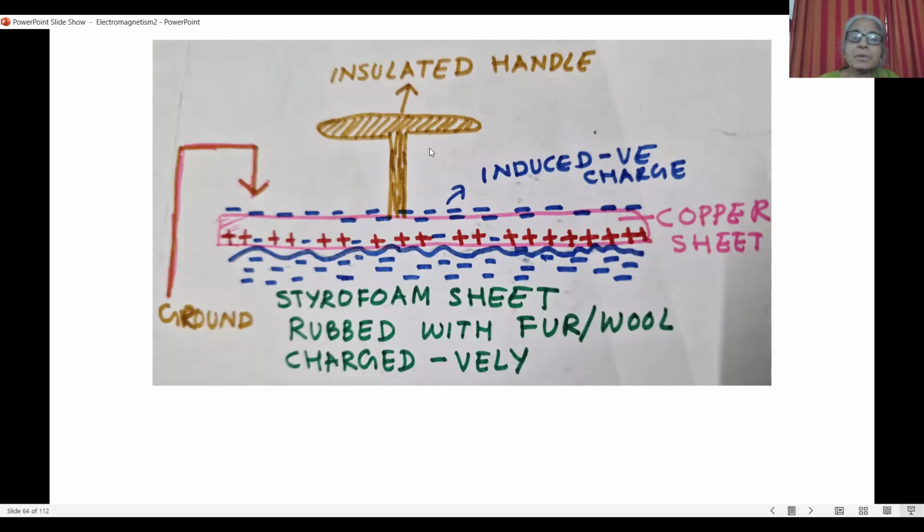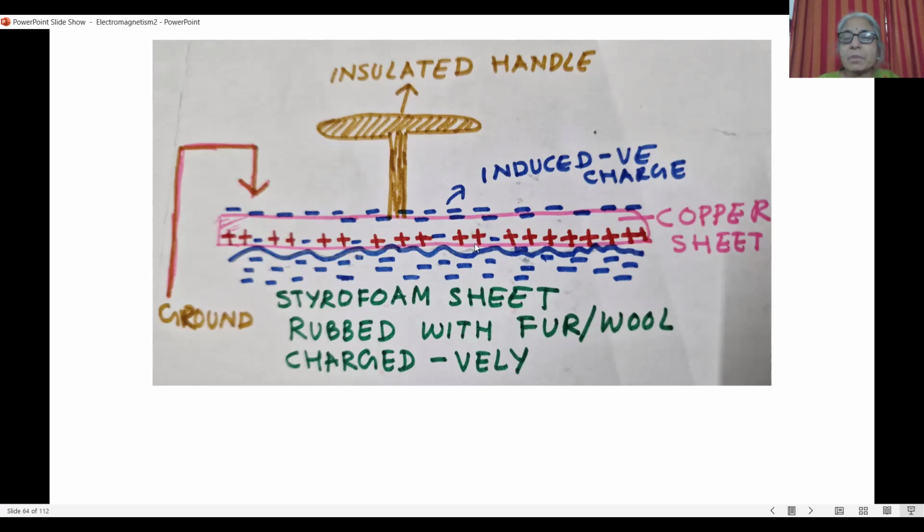So how do I use this? We charge a styrofoam sheet by rubbing. So one time you rub a styrofoam sheet and charge it. Okay. Styrofoam is colloquially known as thermocol. It's a packing material. So it becomes charged, negatively charged.